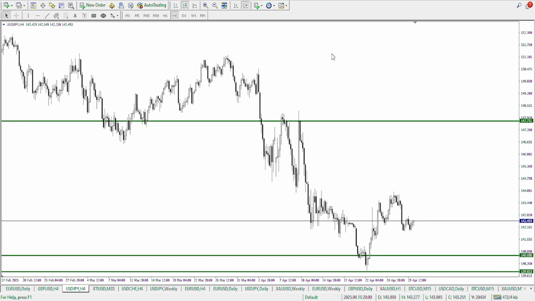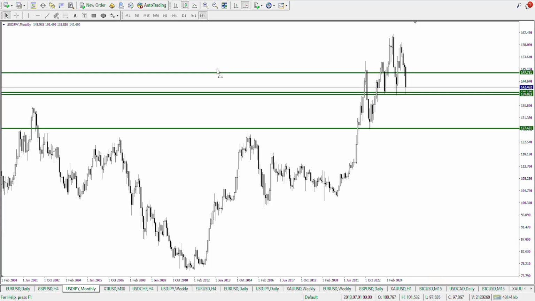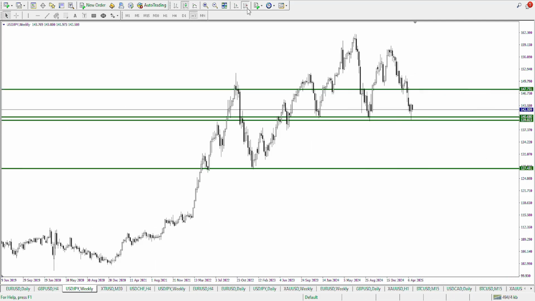First of all, my friends, on the dollar yen right here, this is the monthly plan. I'm not going to touch it. This is the weekly plan. I'm not going to touch it. But yes, one thing I will require from the weekly plan is that there is a very big and strong support, and I also recommend everyone to have a look at these support and resistance levels.